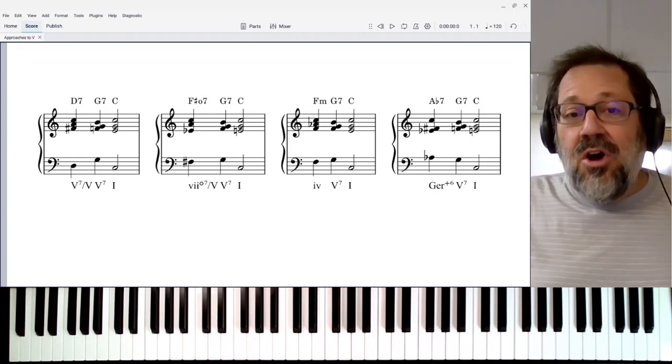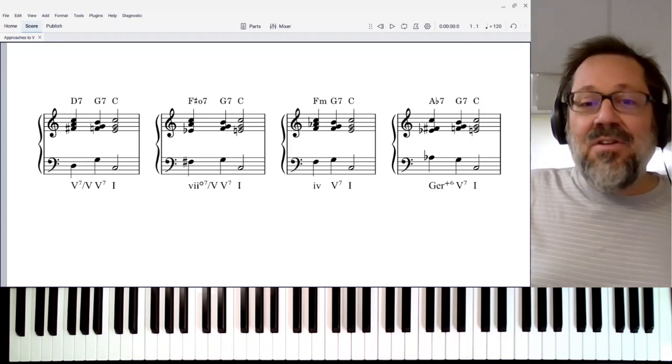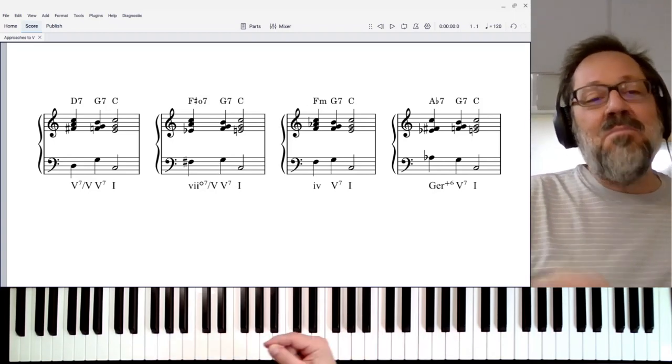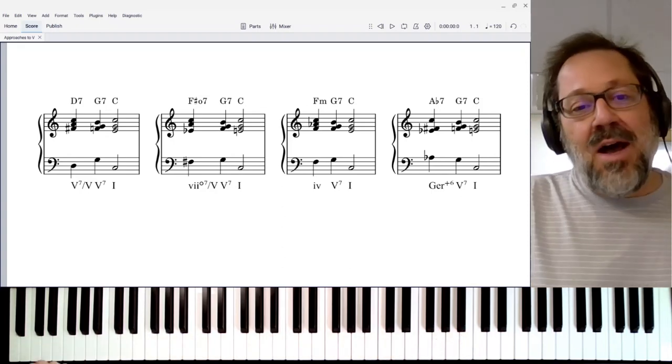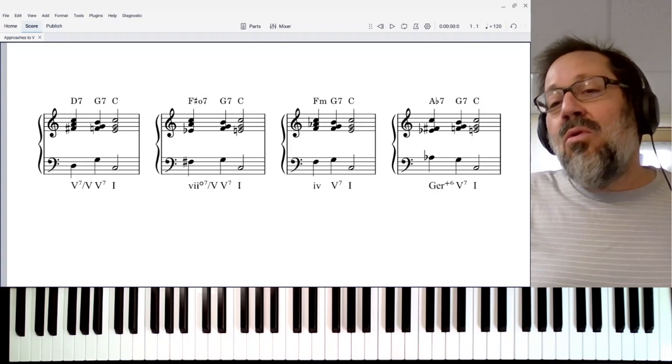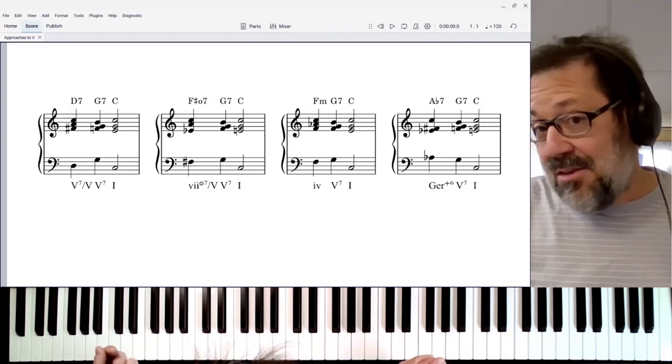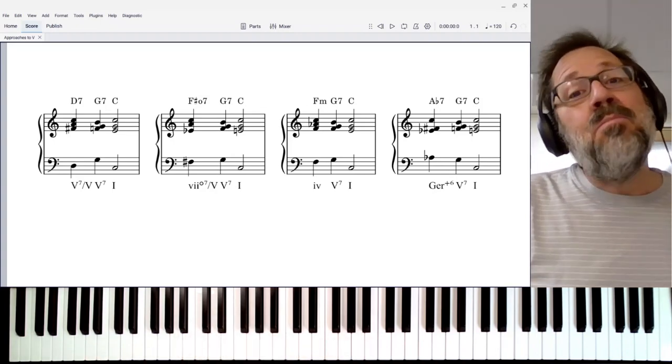So that's 8 different chords that could possibly come before 5. So if I ask you what comes before 5, now you've got a whole bunch of different possible answers that you could give me that would all be right.